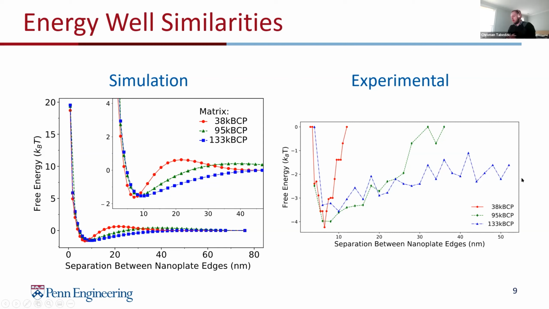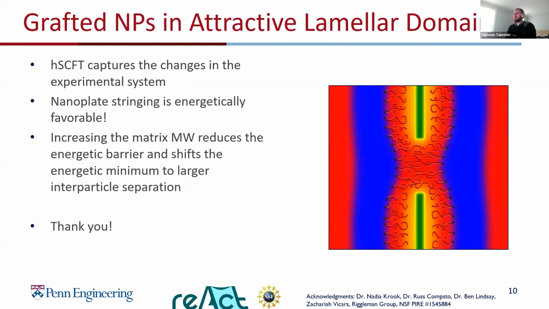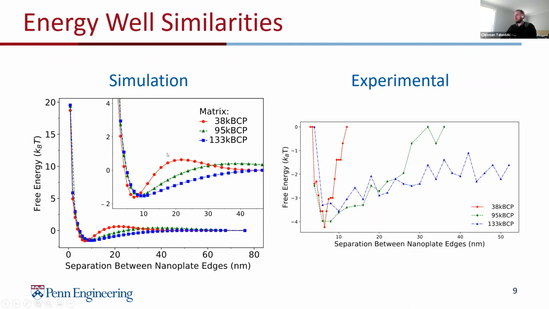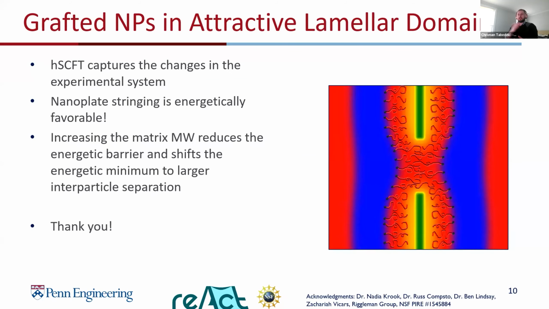And so overall, we're able to capture the changes in the experimental technique, and we're able to show that the nanoparticle stringing is energetically favorable, and that we can reduce the energetic barrier of the system by going to larger molecular weights, and actually shift out that equilibrium distance by going to larger matrix molecular weights as well.